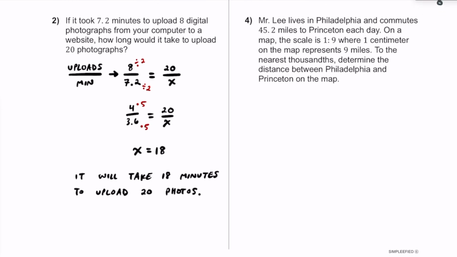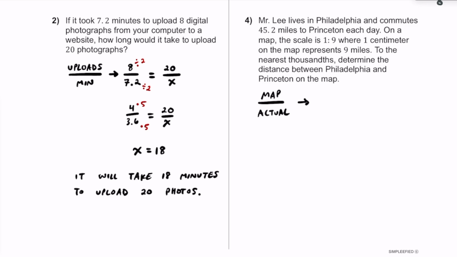Number 4, Mr. Lee lives in Philadelphia and commutes 45 2/10 miles to Princeton each day. On a map, the scale is 1 to 9, where 1 centimeter on the map represents 9 miles in real life. To the nearest thousandths, determine the distance between Philadelphia and Princeton on the map.